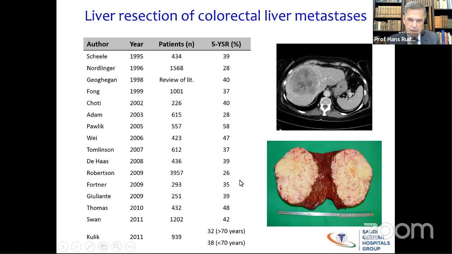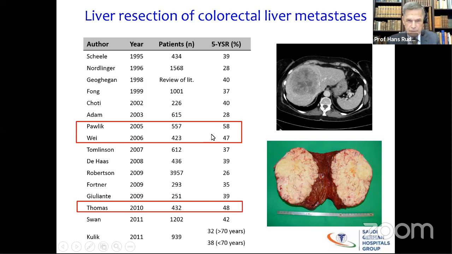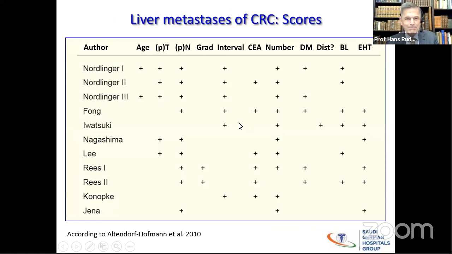Liver resection now has 5-year survival rates of roughly 50%. This is partly selection, yes, but all these patients wouldn't survive, or most of them wouldn't survive if we wouldn't do that resection. A lot of scores were proposed to estimate the risk for a patient or the chance for cure for a patient. You can see several variables were used in different ways.